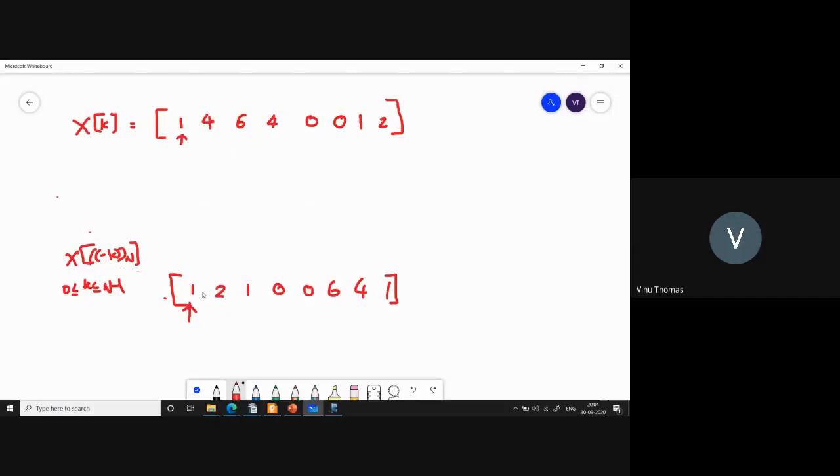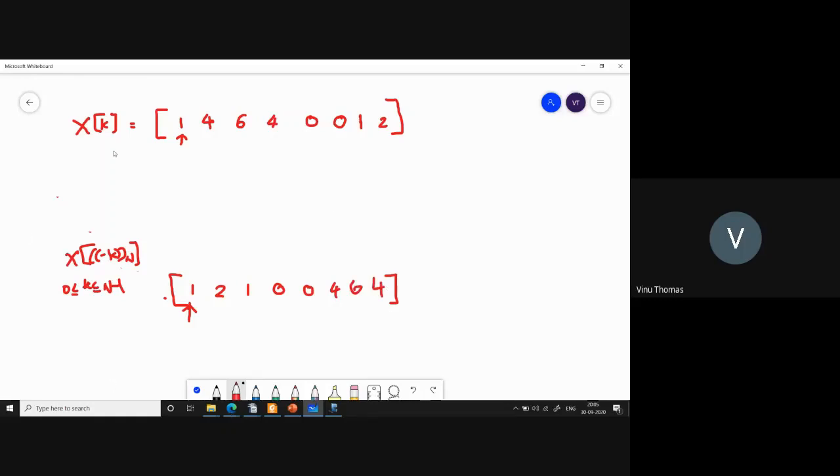So this is one. Then I have written one more. So this will be 1, 2, 1, 2, 1, 0, 0. So I have missed out on a 4. So this should be 4: 1, 2, 1, 0, 0, and this should be 4, 6, 4.